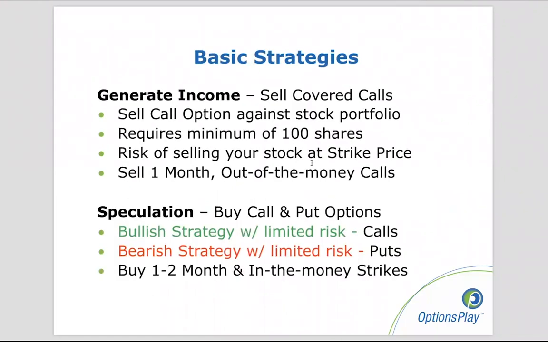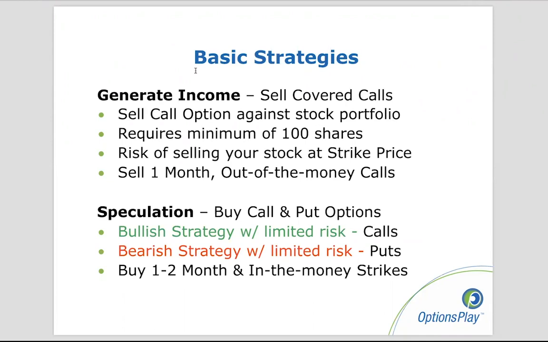Great. So, like I said, we're going to cover two basic strategies. The first one we're going to talk about is generating income. This is the first strategy that you're approved for when you sign an options agreement with Firstrade. You're first approved for selling covered calls, and then once you have some trading experience, maybe a little bit more assets, that's when you're approved for buying calls and puts. So these two strategies: number one is to generate income. Number two is to speculate, okay? So make sure that we understand the difference between those two things.